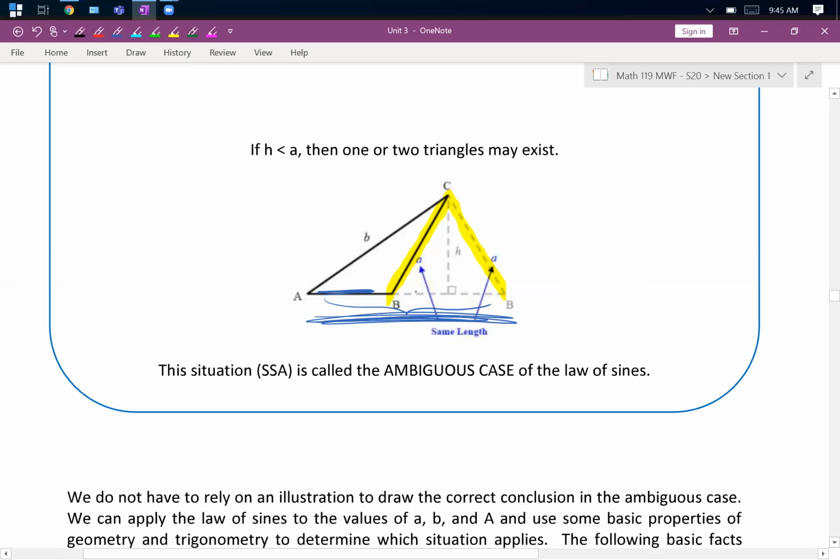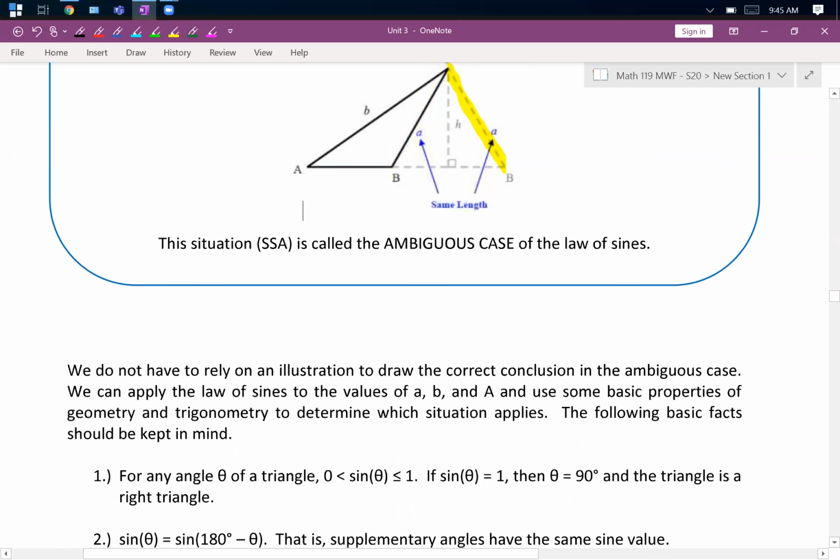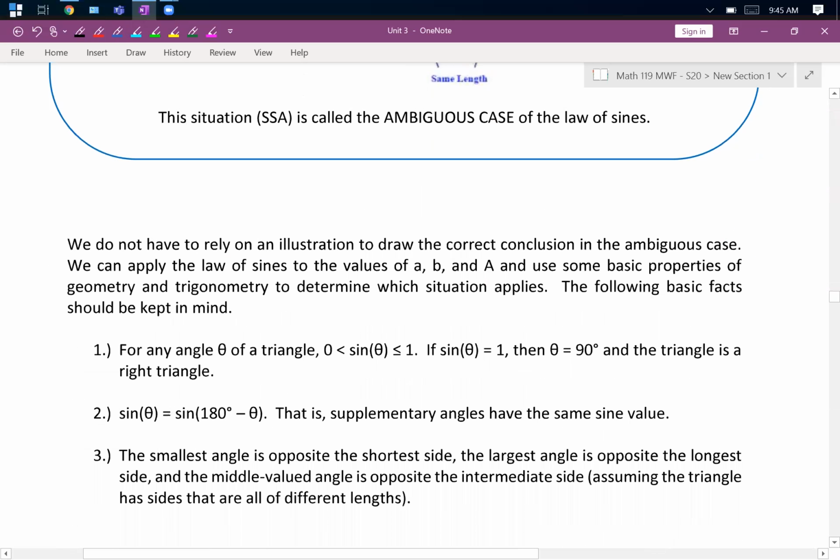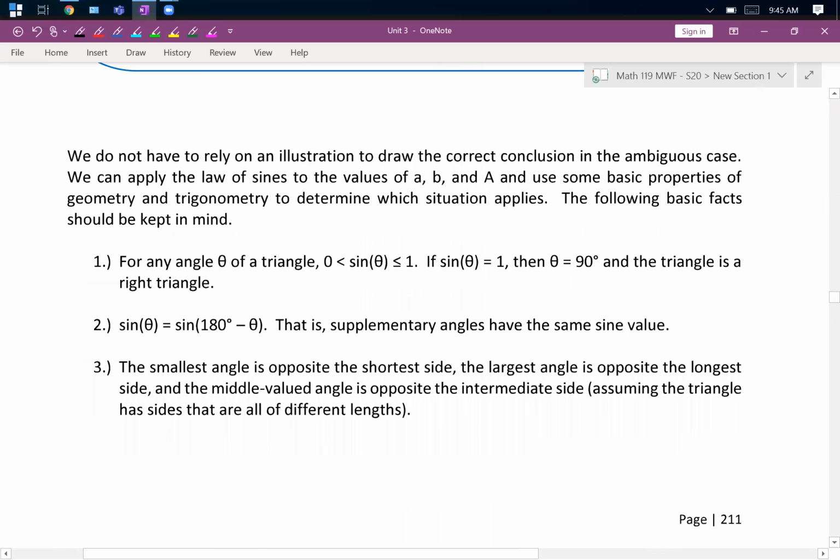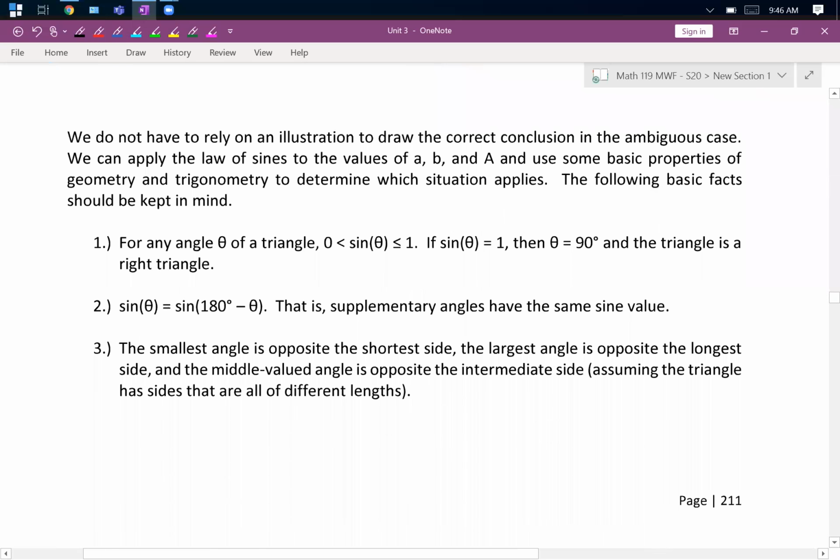This is called our ambiguous case of law of sines, just because it has options. It could be any of these things. We don't have to rely on the illustration to draw the correct conclusion in the ambiguous case. We can apply the law of sines to the values of side A, side B, and angle A, and use some basic properties of geometry and trig to determine which situation applies. So we want to keep the following facts in mind.